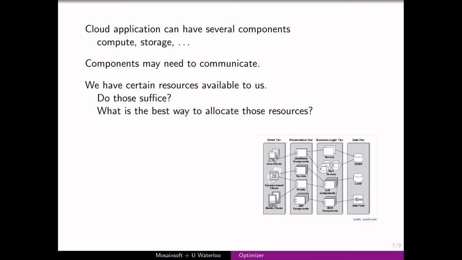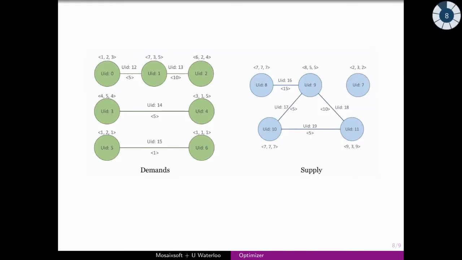The question is, well, what is an appropriate placement of those applications on those resources? And indeed, do those resources suffice? And if the answer is yes, what is the best way that we can place the application on the resources so that we're making the best use of the resources? Now, our way is to encode this as a graph. And of course, the graph-based approach is fundamental to the software.